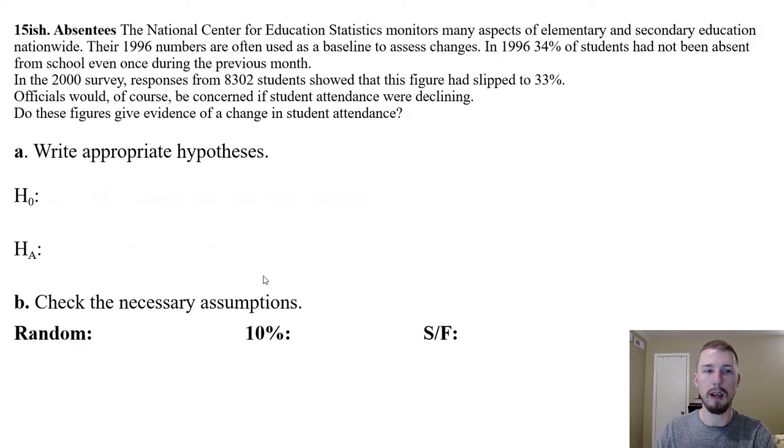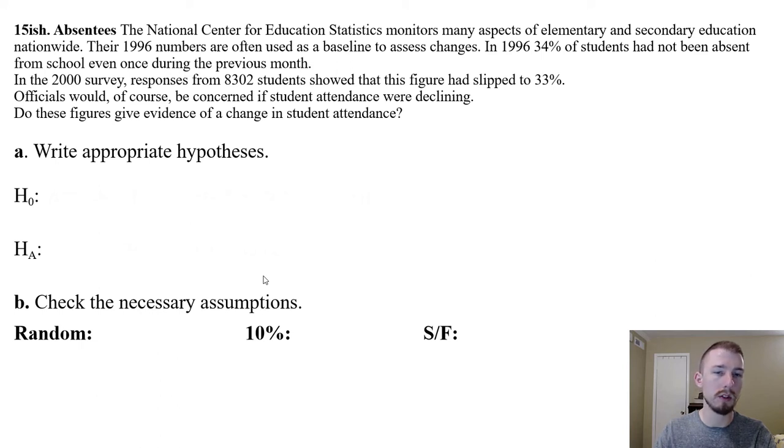All right, 15-ish, absentees. So this is a similar problem to the one that's number 15 in the book. The National Center for Education Statistics monitors the aspects of elementary and secondary education nationwide. 1996 is often used as a baseline to assess changes. In 1996, 34% of students had not been absent from school even once during the previous month. So 34% had perfect attendance throughout the last month. In the 2000 survey, the response from 8,302 students showed that the figure had slipped down to 33%. So even fewer had perfect attendance in the last month.